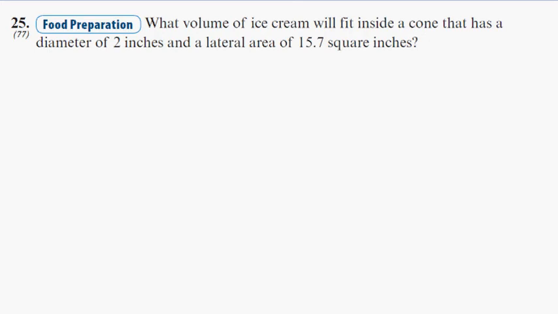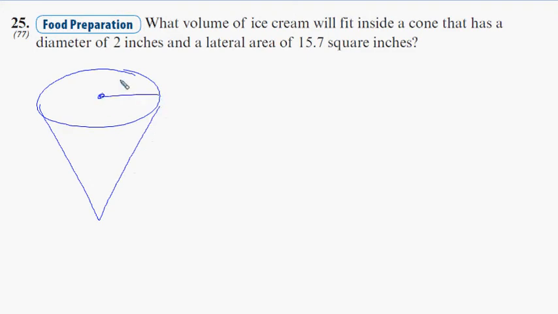Okay, so number 25 is asking us to find the volume of ice cream that will fit inside a cone that has a diameter of 2 inches. So I'm going to start just with a sketch of our cone here. And we know the diameter is 2 inches, which means the radius is 1 inch. We're going to need the height if we're going to find the volume. And we don't know that.